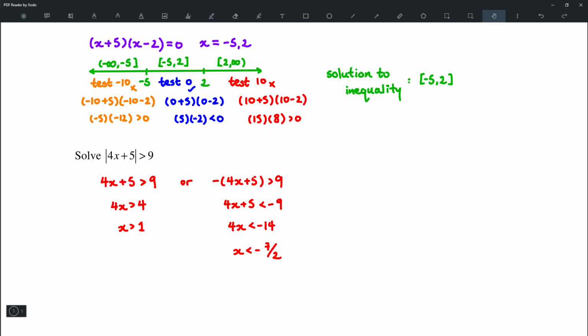And that's it. So a few different types of inequalities. We looked at a linear inequality, a quadratic one, and also one that involves absolute values.